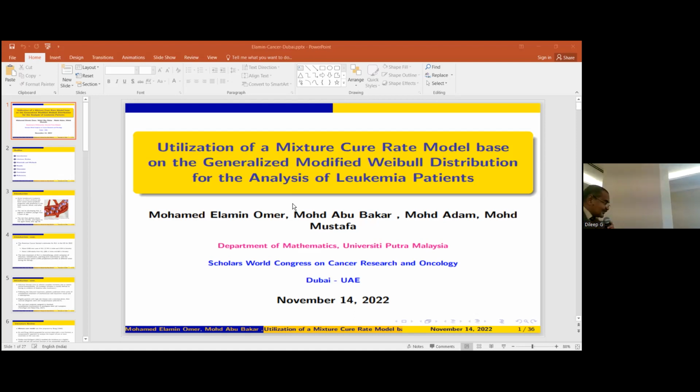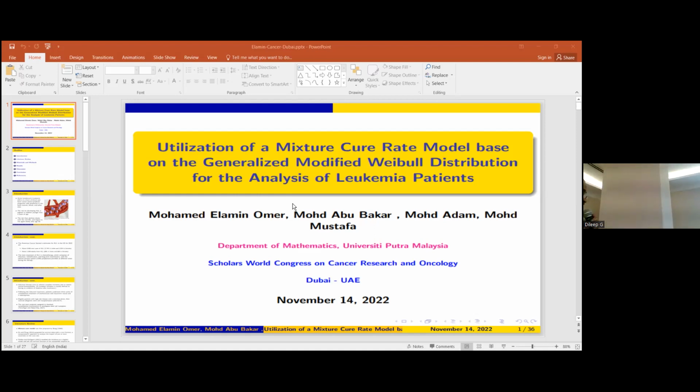We use this distribution because it has the capacity to model monotonic and non-monotonic failure rates. These shapes of hazard rates are very common in cancer patient data. When we take any cancer patient data and plot the graph of the hazard function, we find that it is monotonic or non-monotonic.